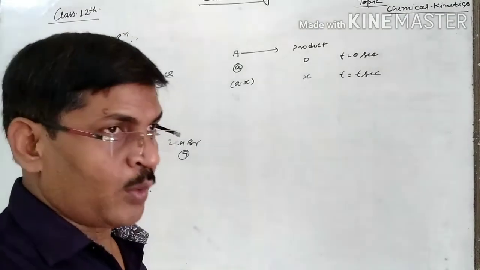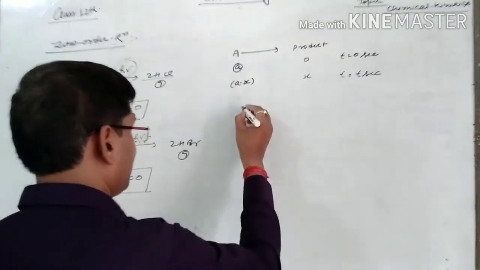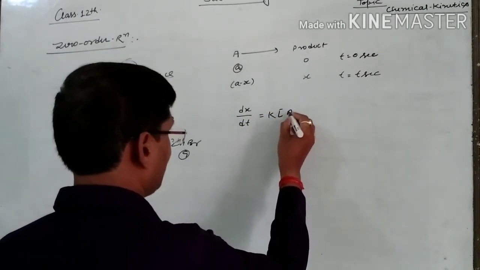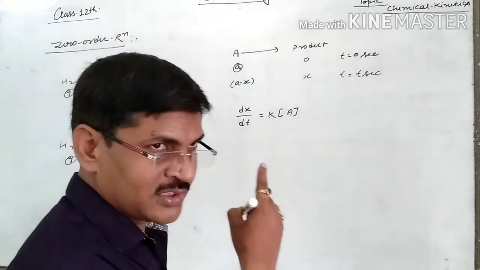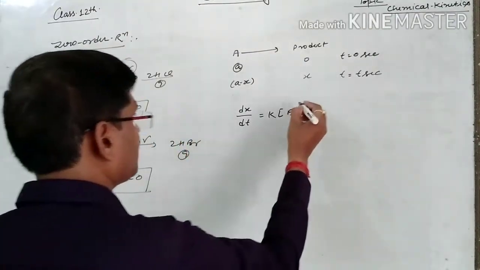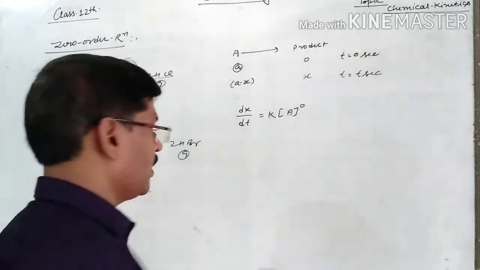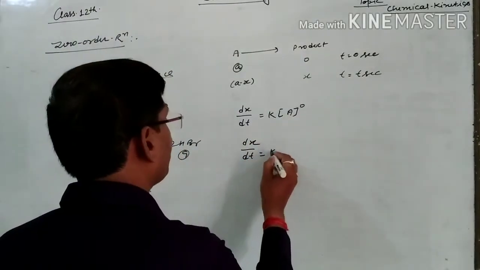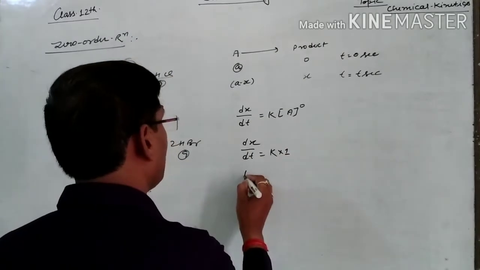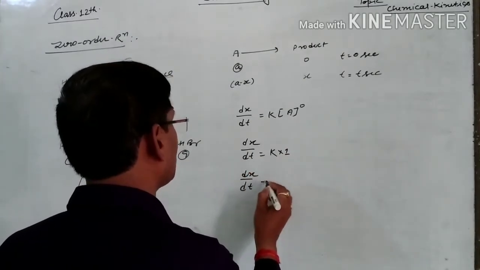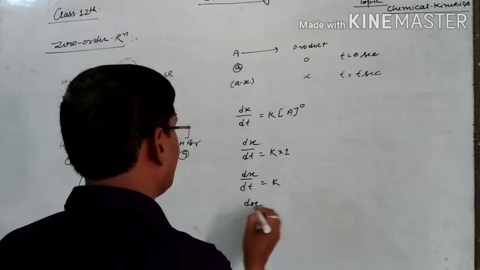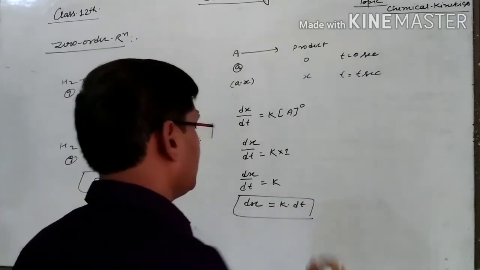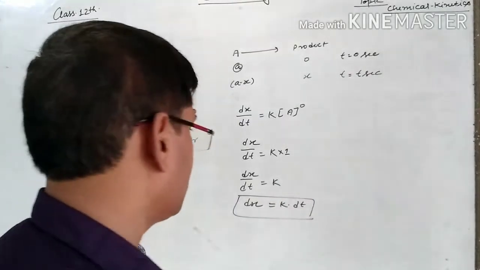If you want to find the rate of this reaction, then dx by dt is equal to k times the concentration of A. As I am discussing the zero order, here the power will be 0. It means dx by dt is equal to k into 1, or dx by dt is equal to k, or dx is equal to k dt. This is for the zero order.